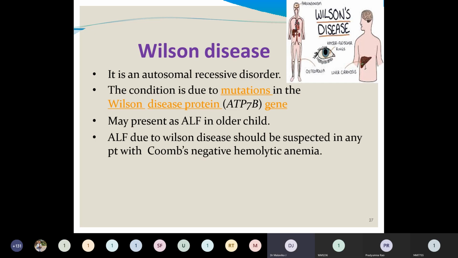Coming to Wilson's disease, it is an autosomal recessive disorder. The condition is mainly due to mutation in the Wilson's disease protein ATP7B gene, which may present as acute liver failure in an older child. Wilson's disease may be suspected in any patient with Coombs-negative hemolytic anemia. So this is one of the important things: a mutation in the gene in older children, and Coombs-negative hemolytic anemia. You need to suspect Wilson's disease.